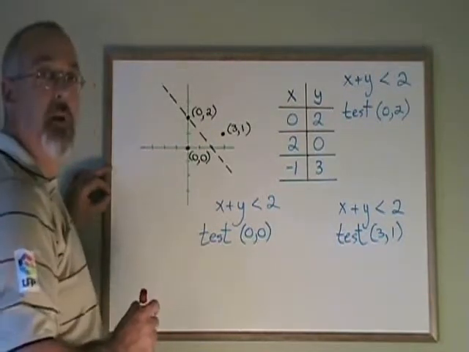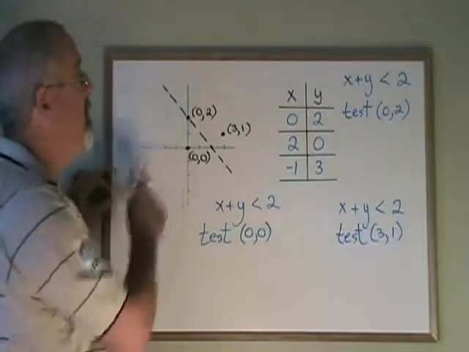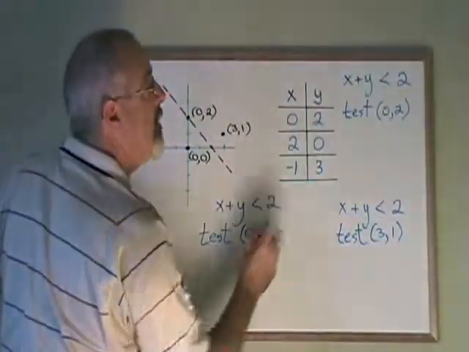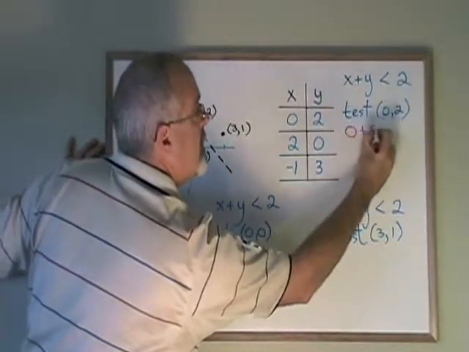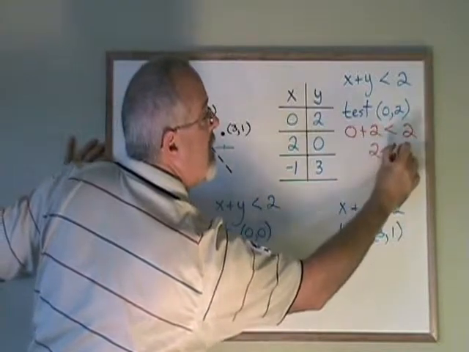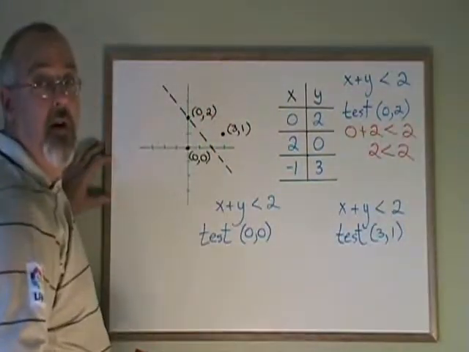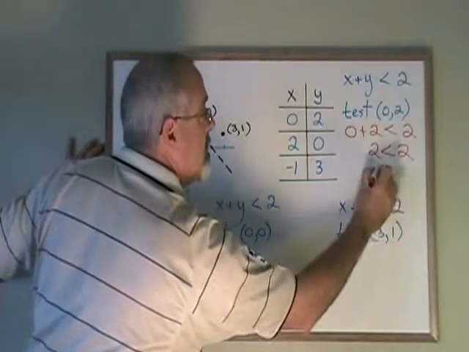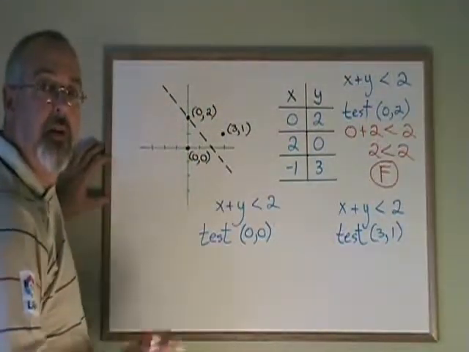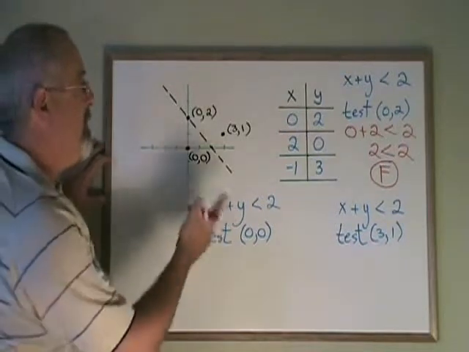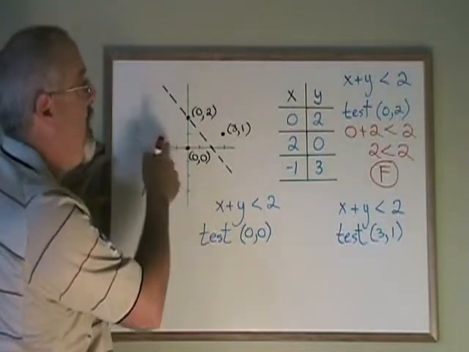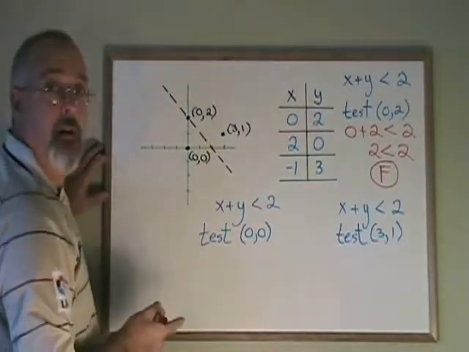First, using the point I'm not supposed to use as a test point, (0, 2), I plug x equals 0, y equals 2 into this inequality, and I get 0 plus 2 less than 2. This simplifies to 2 less than 2. 2 is not less than 2, so that is false. Normally a false is a perfectly good result to tell me which side to shade, but the problem is, now which side do I shade? I don't know which side to shade because I picked a point that's on the line.